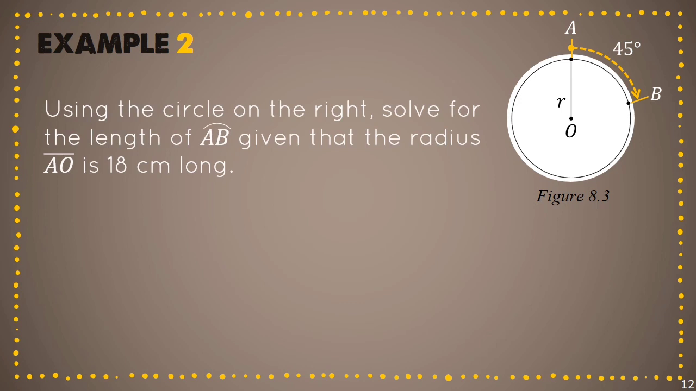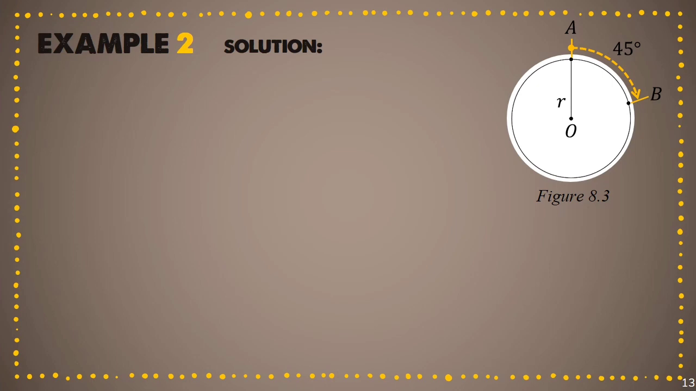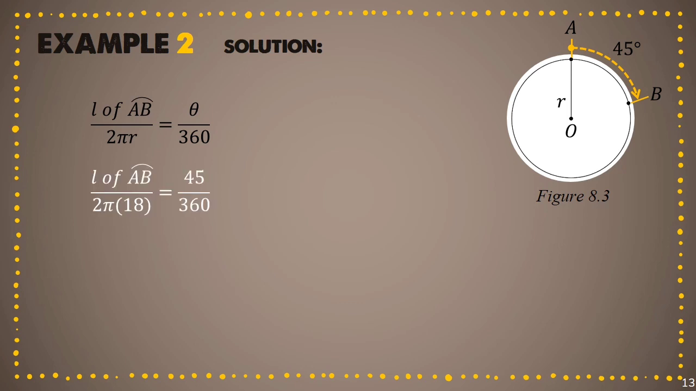Using the circle on the right, solve for the length of arc AB, given that the radius, segment AO, is 18 centimeters long and the arc AB measures 45 degrees. Solving for the arc length, we have the formula length of arc AB over 2 pi r is equal to theta over 360. Substituting the given, we have the length of arc AB over 2 pi times 18 is equal to 45 over 360.